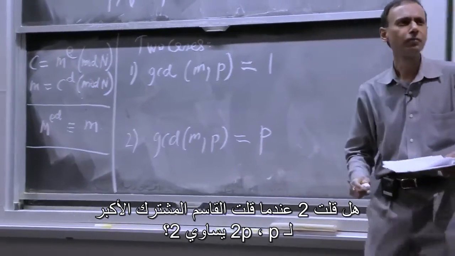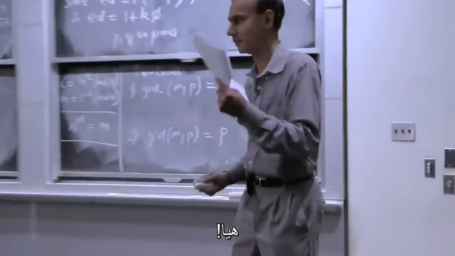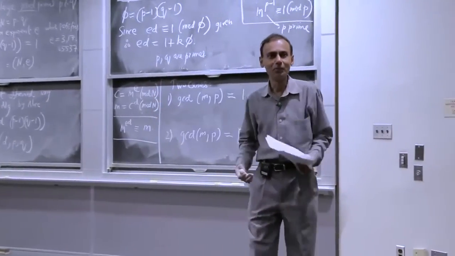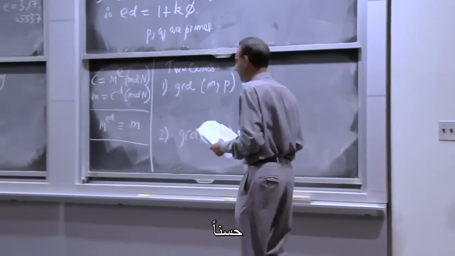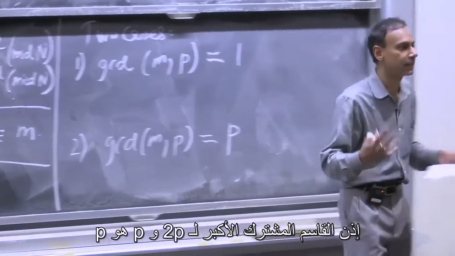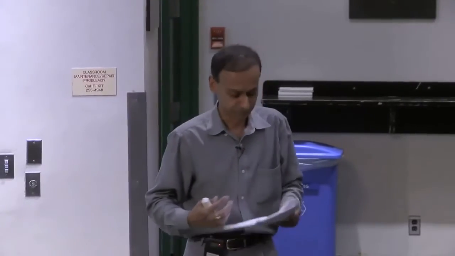Did I say 2 when I said GCD of 2p comma p equals 2? Come on, wake up! Okay. So GCD of 2p and p is p. So those are the two cases.